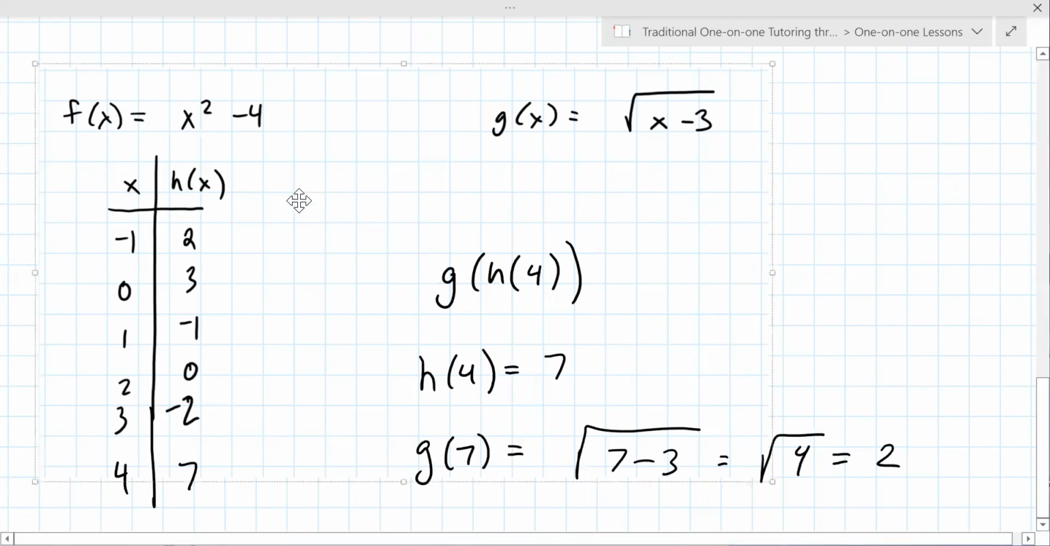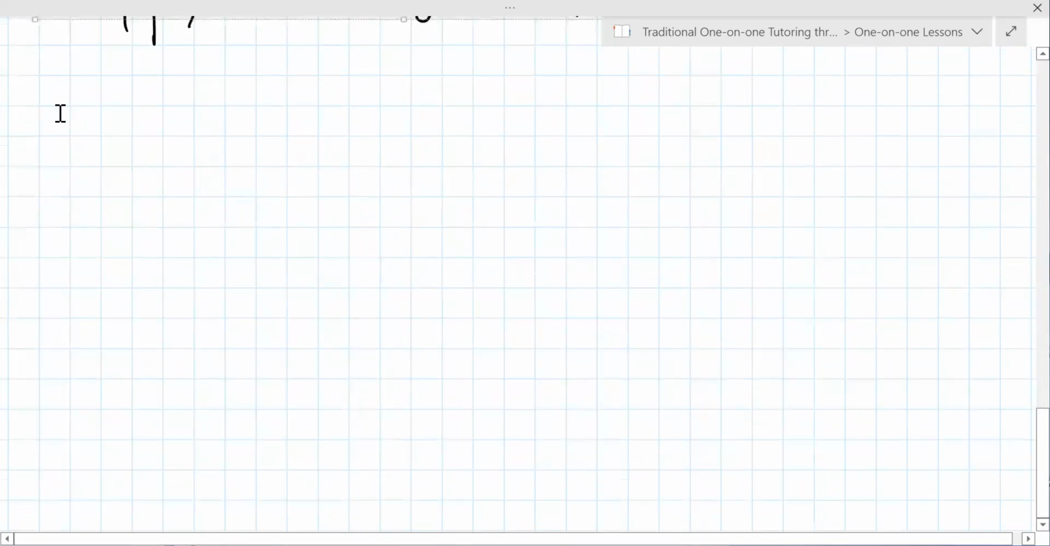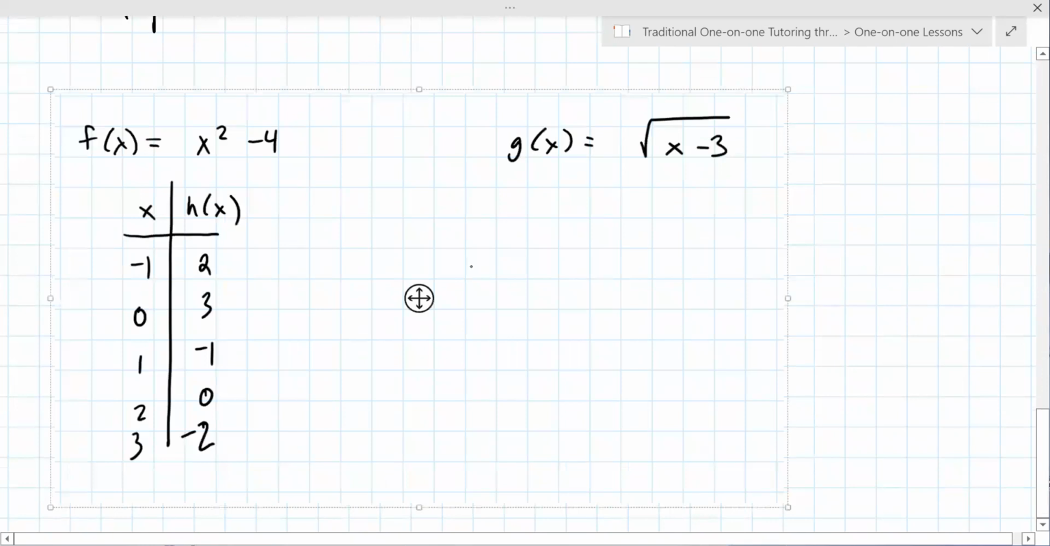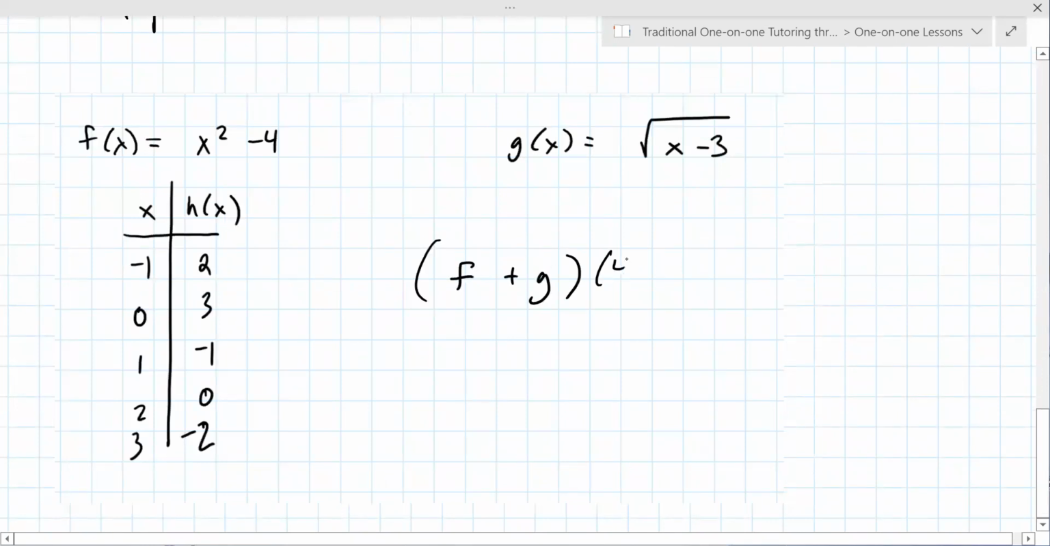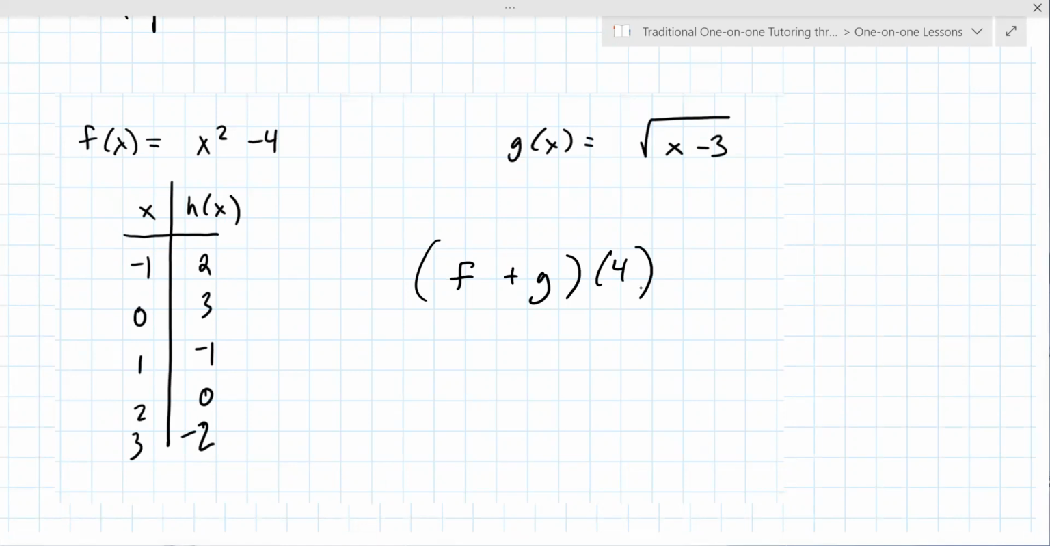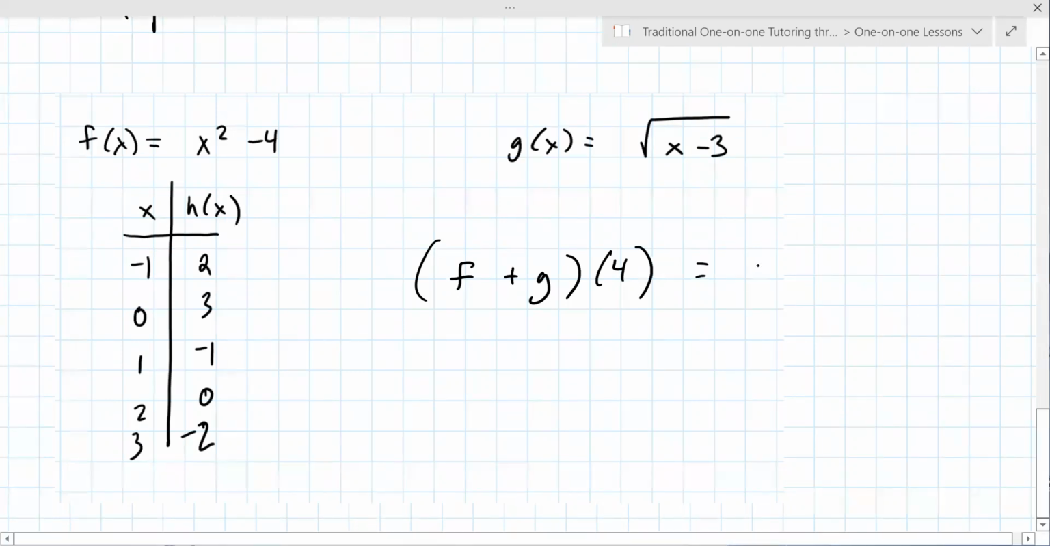All right, so next question. We want to do f plus g of 4. So this one's kind of unrelated to the previous two. This is not composition. This is figuring out f of 4 and then adding to it g of 4. So you just go to the function, find f of 4, go to the other function for g, find g of 4.